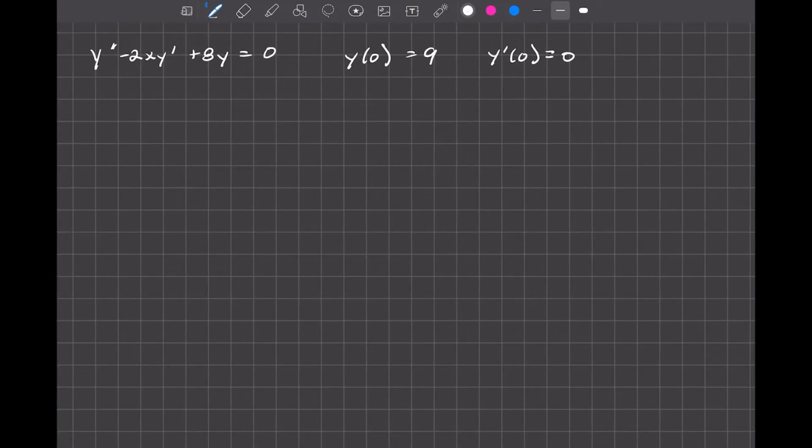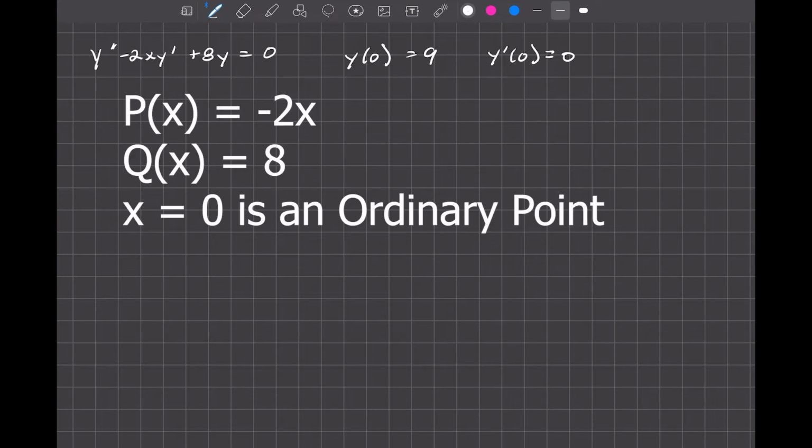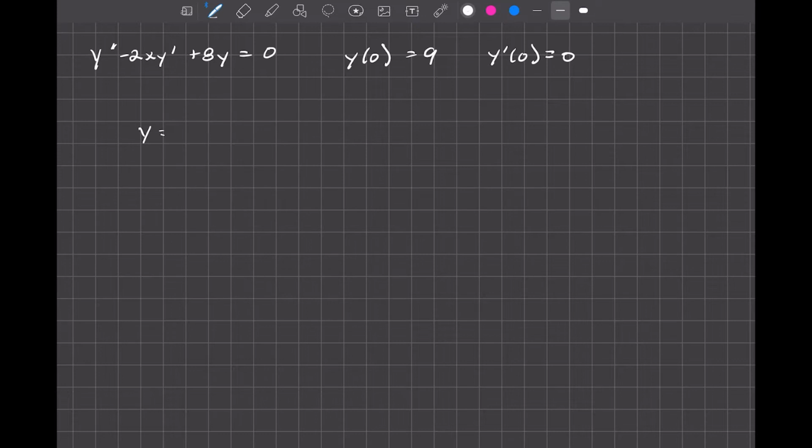So here is our problem, and here we could see that if we put it in standard form, p of x will equal negative 2x, and q of x will equal 8, so x equals 0 is an ordinary point. So here y is equal to the sum from n equals 0 to infinity of c_n x to the power of n.